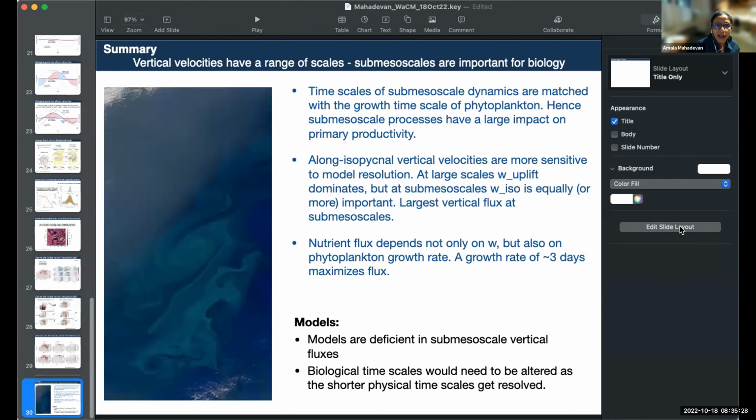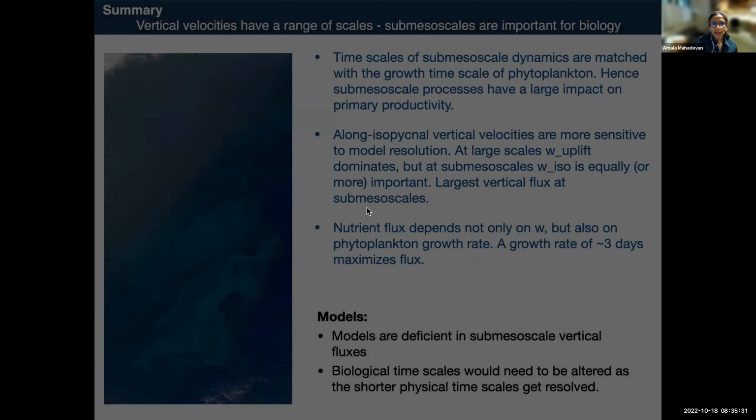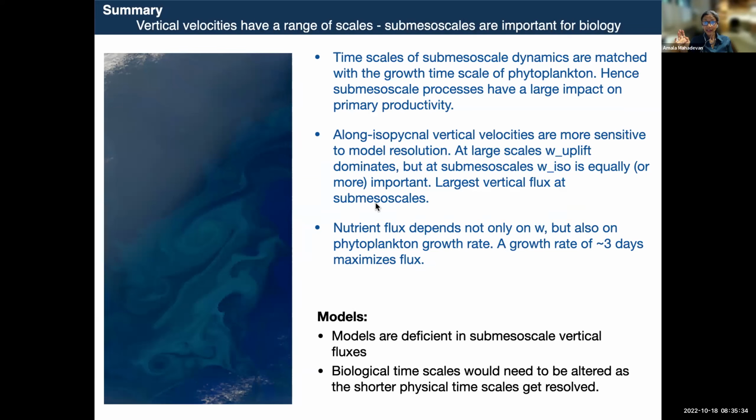Sorry. And say that vertical velocities have a very large range of scales, but the submesoscale timescales of a few days are very strongly linked with the biological timescales, and you see a strong response for coupling with them. And the along isopycnal vertical velocities are more sensitive to model resolution. At large scales, uplift dominates definitely, but at submesoscales, the along isopycnal transport, which we can actually measure or see in the field, starts to show up as being very important.